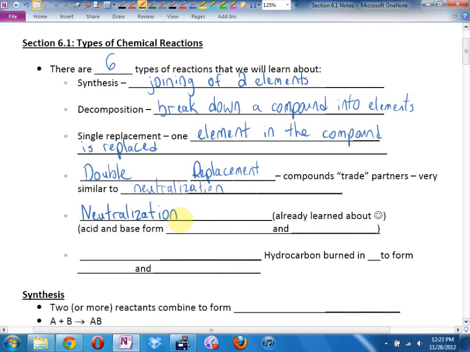Acid and base form water. The H from the front of the acid and the OH from the end of the base became HOH or H2O. And does anybody remember when you combined an acid and a base, what was formed? Water and what? Salt. That's what a salt was defined as. Not just what you put on your food.